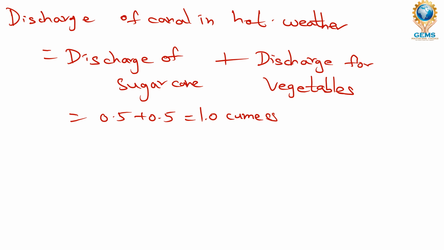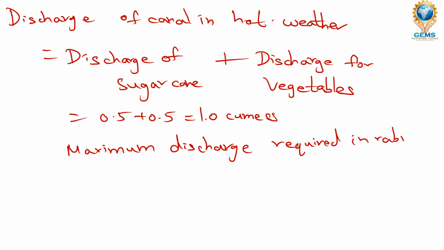Then you can see clearly that the rabi season has the highest discharge value. Kindly note it and mention it here. The maximum discharge required is in rabi, which is 1.17 qmax. By considering this 1.17 value you are going to find the actual correct value based on the losses too.